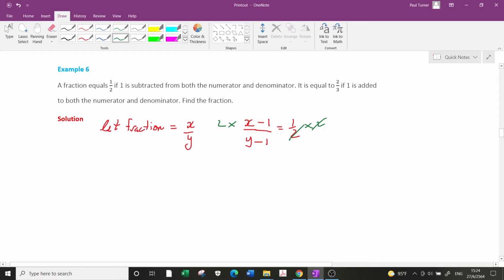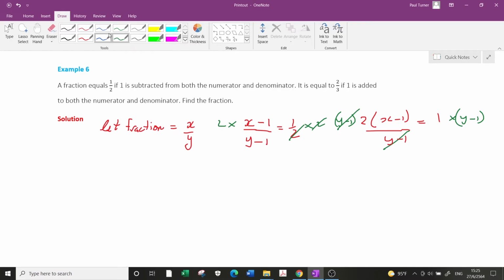That will cancel this 2 here. So then we'll end up with 2x minus 1 on y minus 1 equals 1. And now you don't want the y minus 1, so we do exactly the same. We multiply by y minus 1, top and bottom, and that will cancel this one. So we'll end up with our equation 2x minus 1 equals 1 times y minus 1.